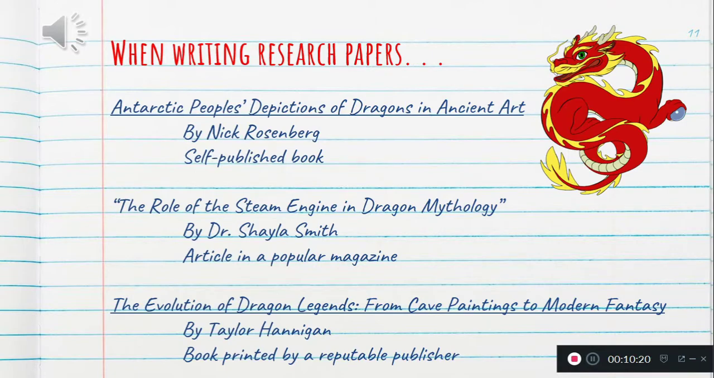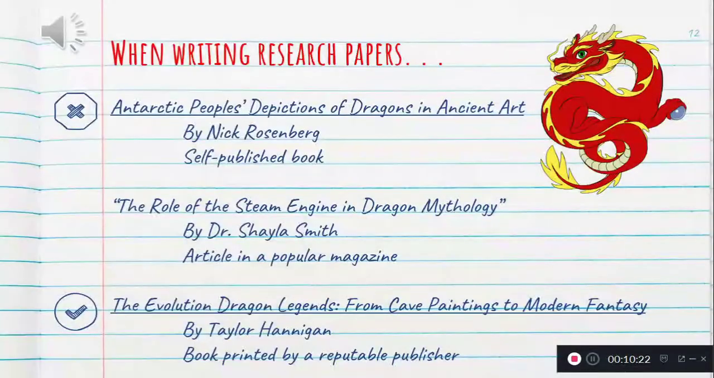Let's review. Our first source, when we evaluated it, we decided that we should not use it in our paper. It is not a credible source, it is not a valuable source, and we don't even need to look at it because it's not helpful to us and we don't need it in our paper.